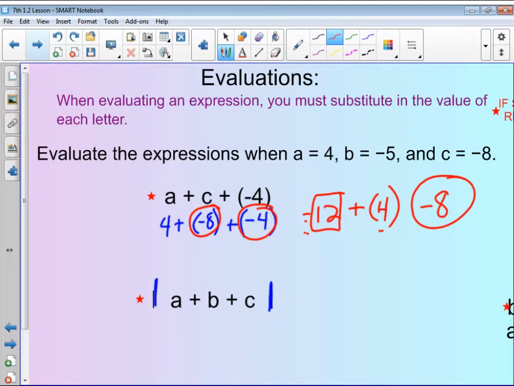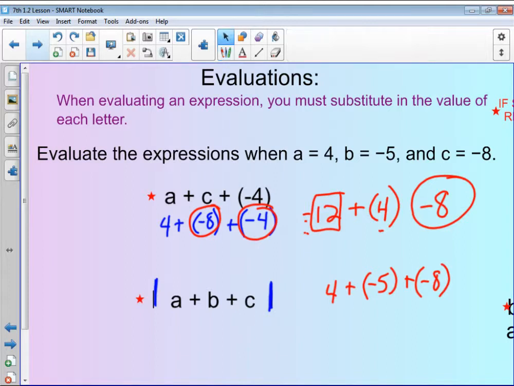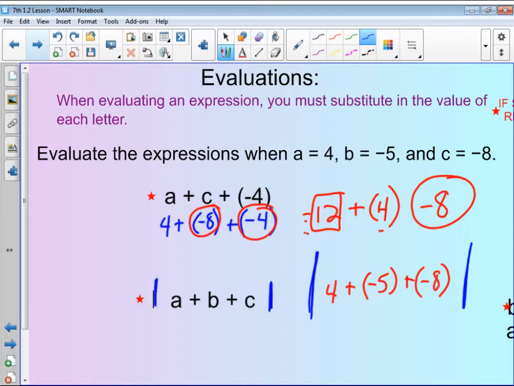And for the next one down, we have to go through and substitute everything in. So 4 for A, plus B was negative 5, plus C was negative 8. And I don't want to forget that in the end, I have to find the absolute value once I get this answer. So put these 2 together because they both have negatives. So that gives me negative 13 here.